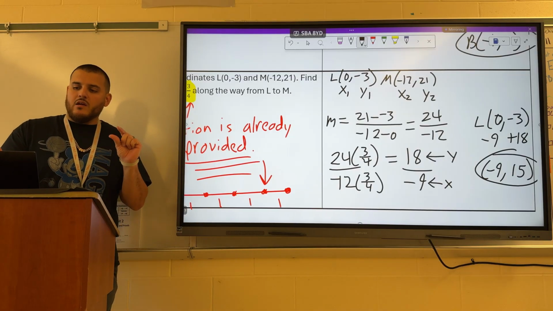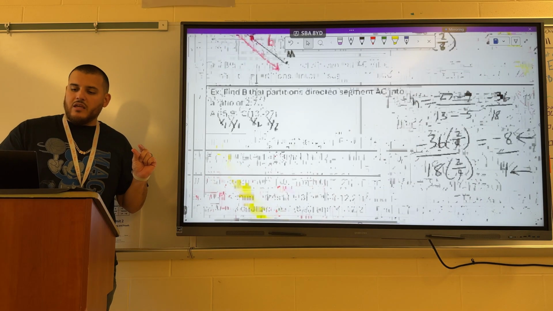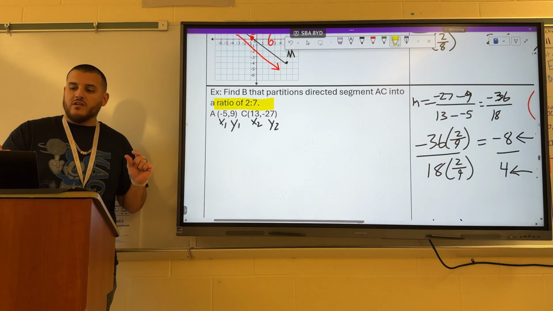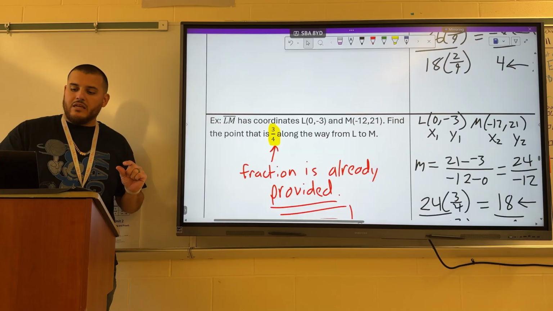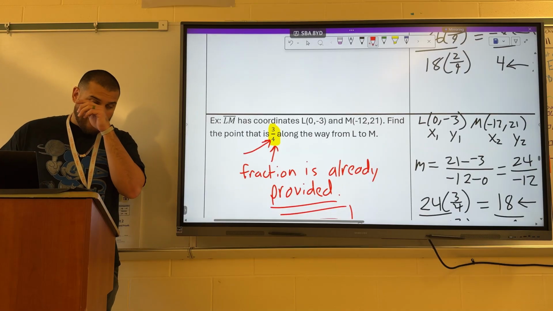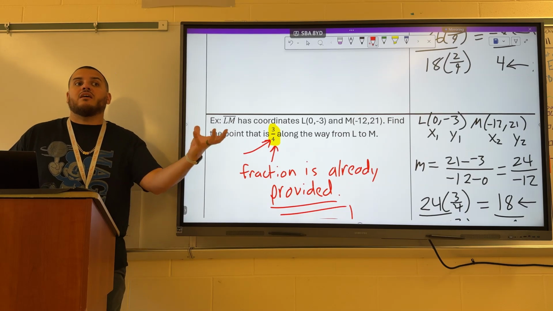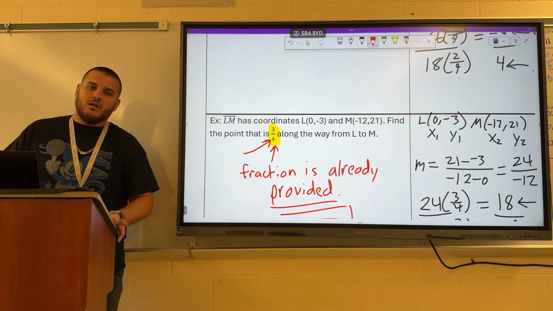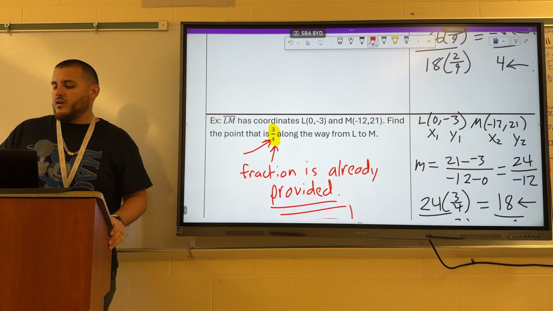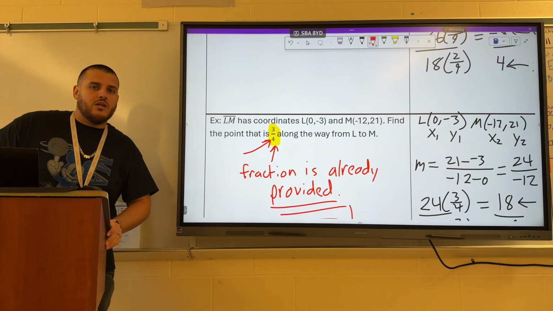Again, the key is to recognize when you're just being given a ratio versus when you're being given that fraction of the distance already. And so that would be saying in the question something like your point is 5/7 the distance from start to finish. That's when you get the fraction already provided for you and you don't have to change the ratio.